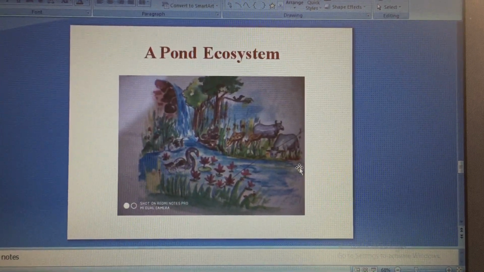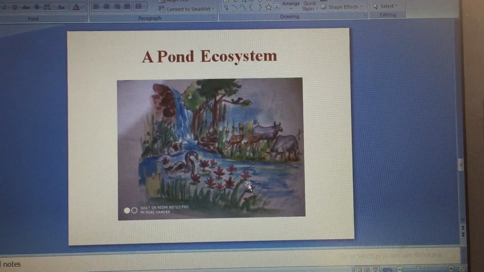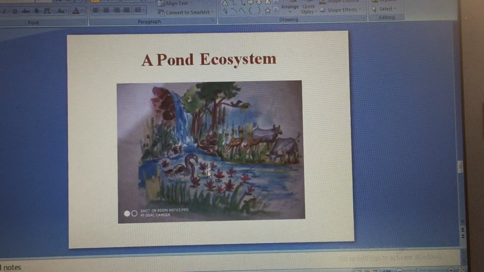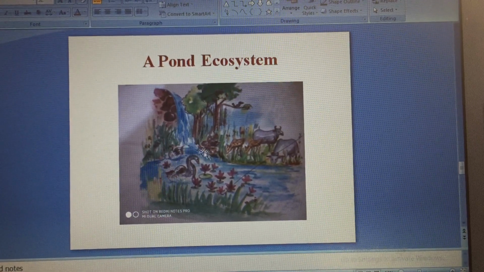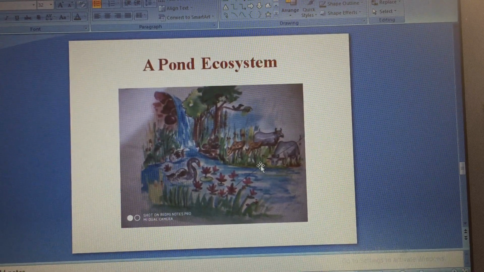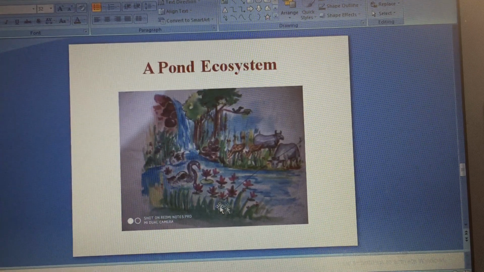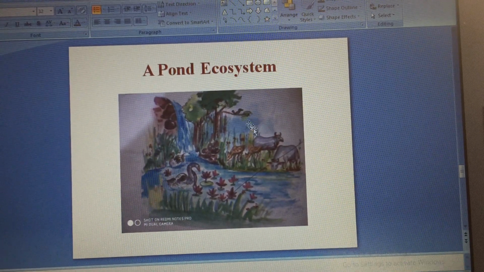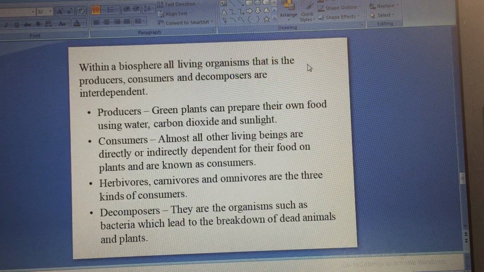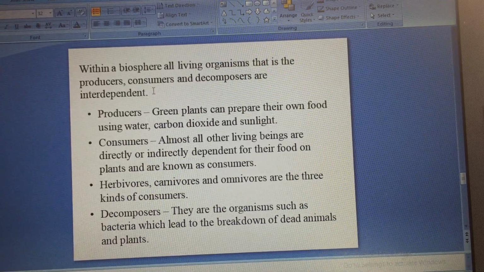Here you can see a pond. It's an ecosystem. Here you can see these plants and flowers making their food themselves by using sunlight, water and air. Then there are some living beings who are surviving on these plants, and then there are living beings who are surviving on these animals, and then we have decomposers, you can see, who survive on this. So there is a constant flow of food and energy between them. So it is self-sufficient among themselves, right? Within a biosphere, all living organisms, that is producer, consumer and decomposer, are interdependent on each other.